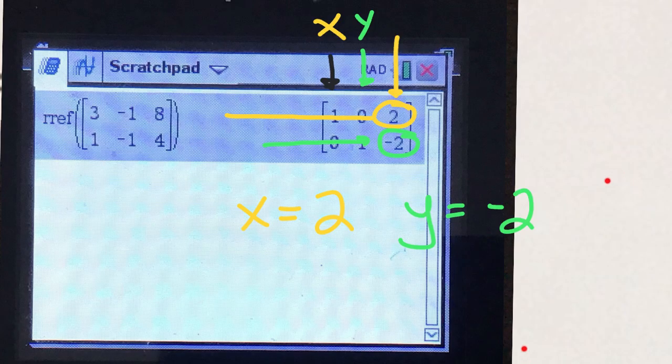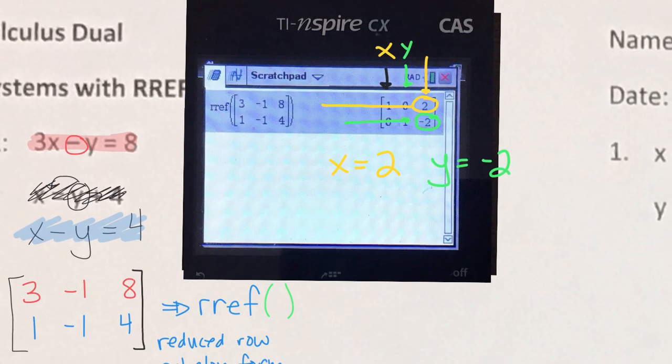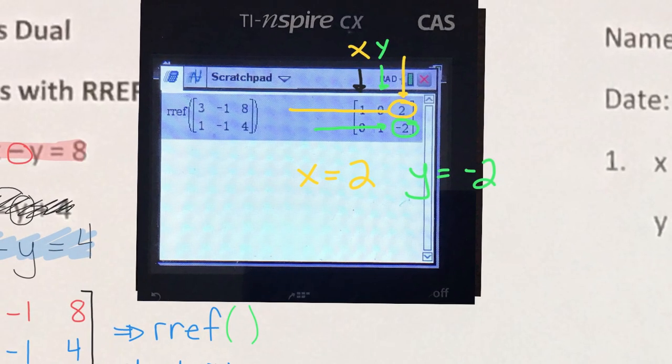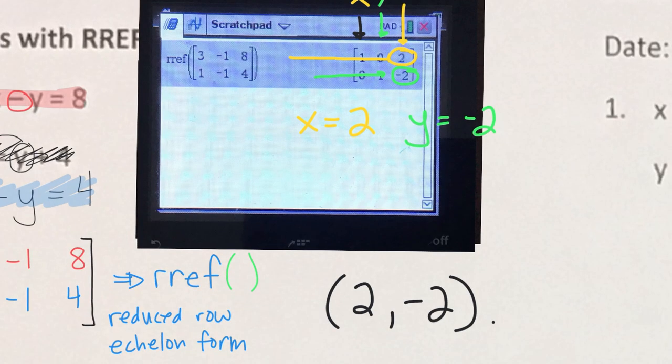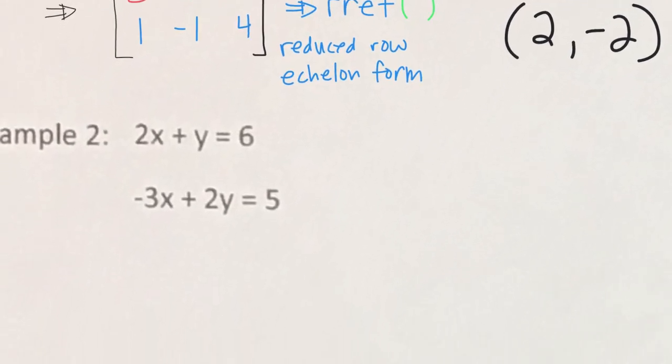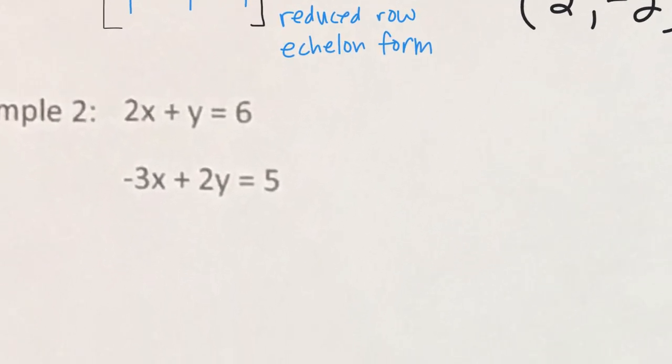Okay, so we can use RREF to do all of our solutions for all of our matrices. That means the solution to this system is going to be 2, -2, because the solution is always a point at which the equations or the lines intersect. Okay, so let's see if we can do that some more. I'm not going to take pictures, but we'll look at the RREF and what we are putting into our calculator.